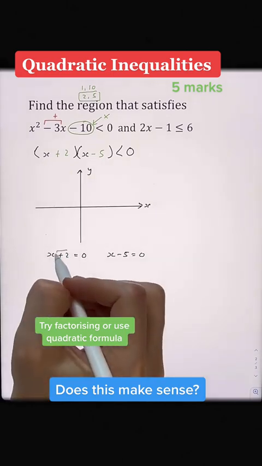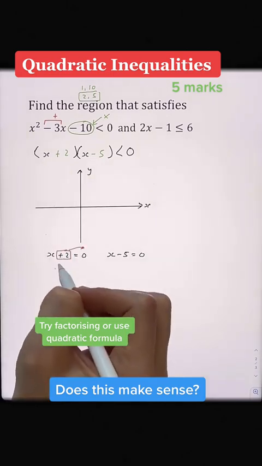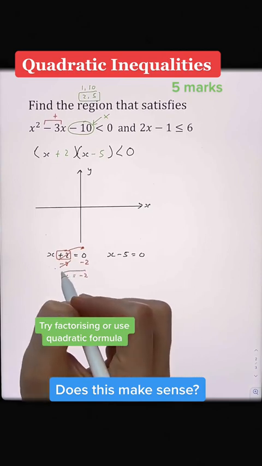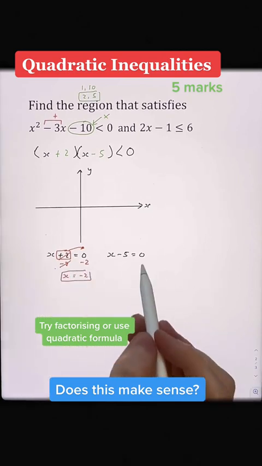The opposite of plus 2, therefore, is to subtract 2 from both sides. On the left-hand side, I know 2 take away 2 will cancel to leave us with x. On the right-hand side, 0 take away 2 gives us negative 2. That's one root.